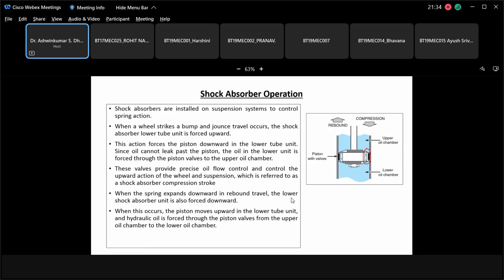So if you are moving on a rough road, with continuous motion of the wheel axle, the temperature of the shock absorber may increase. So the hydraulic oil should be selected in such a way that there should not be any change in the viscosity as the temperature increases. Therefore, you can go for multi grade oil.